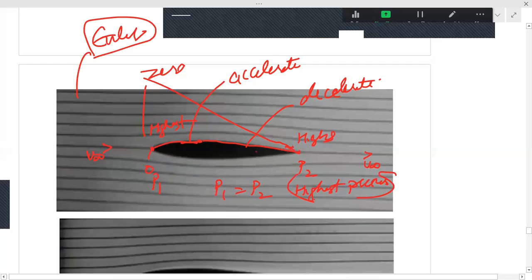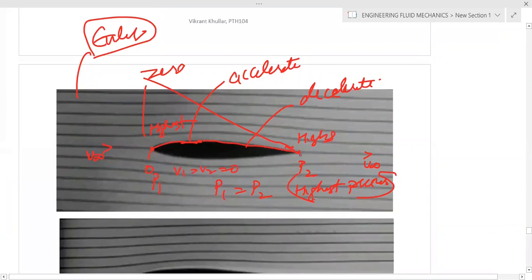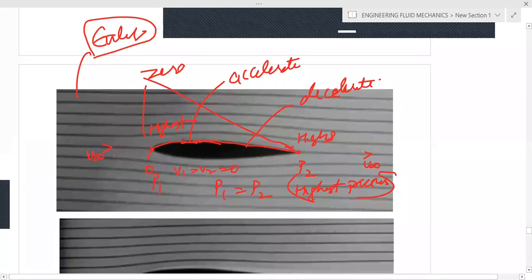Now, as these are the highest pressures, we know that V1 is equal to V2 is equal to 0. So velocities are 0 here. What does that tell you? That the velocities will accelerate from 0. If the fluid is to flow past this, then it should accelerate somehow.